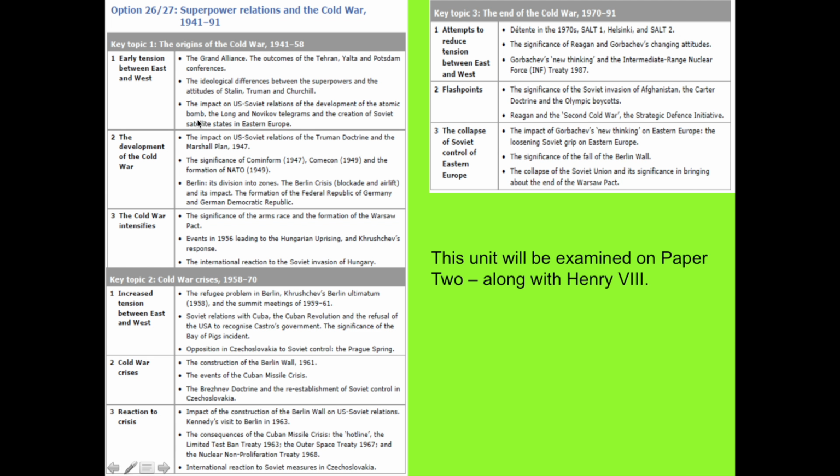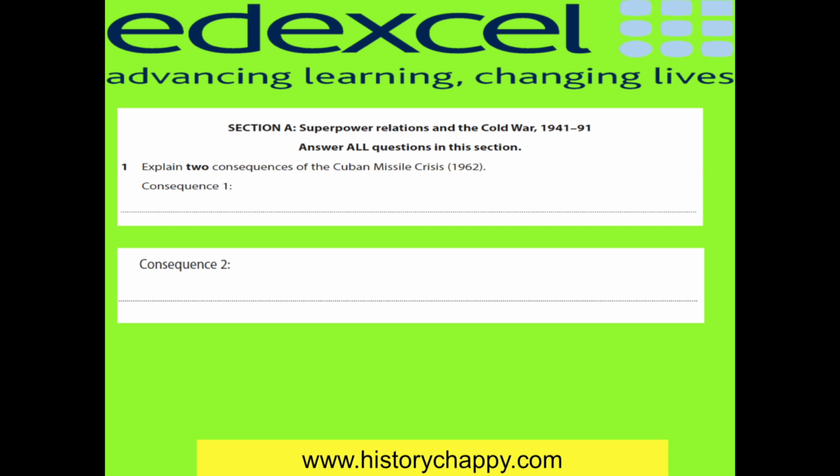Okay, here's your syllabus or curriculum content that you'll need to learn. It's broken into 3 headings: origins of the Cold War, crises, and then finally the end of the Cold War right up to Gorbachev's reign and the collapse of the Soviet Union, Warsaw Pact. If I'm teaching you, this Cold War unit will be examined on paper 2 along with Henry VIII and his ministers, but it may be different if you're at a different school. If I'm not your teacher, please check with your teacher.